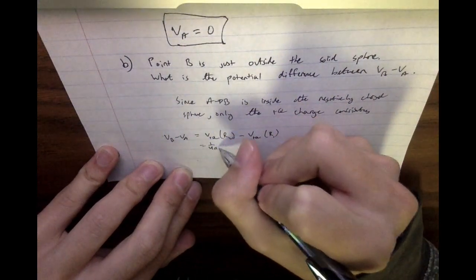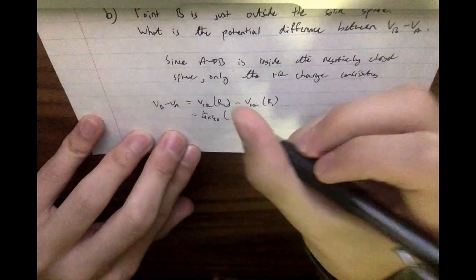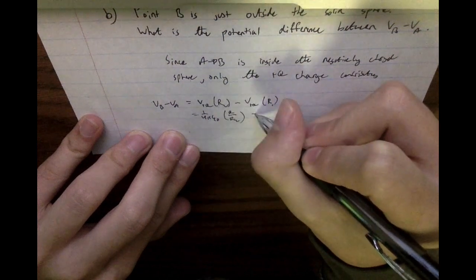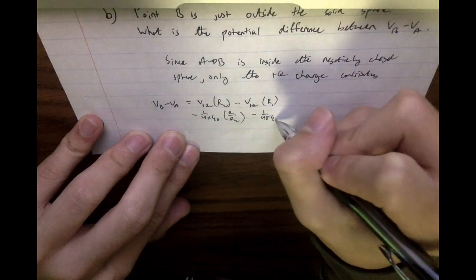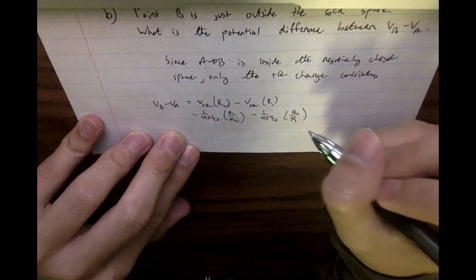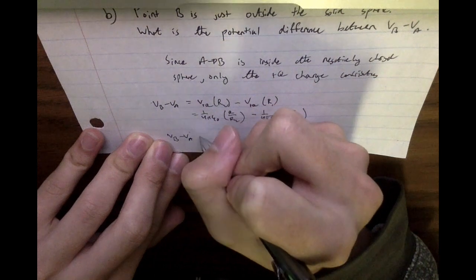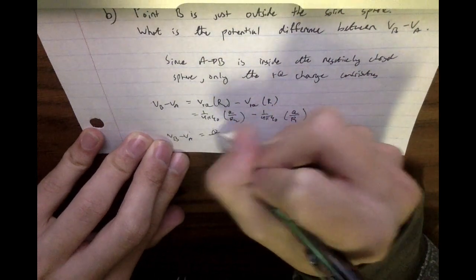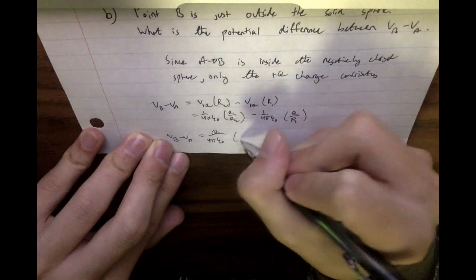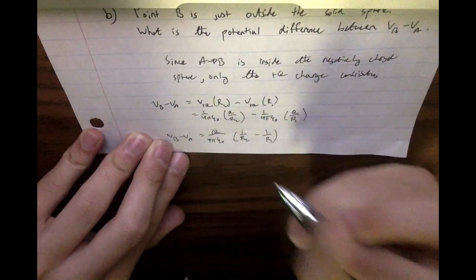V of positive Q at R2 minus V of positive Q at R1, which is 1 over 4 pi epsilon naught Q over R2 minus 1 over 4 pi epsilon naught Q over R1, which can simplify to VB minus VA equals Q over 4 pi epsilon naught times 1 over R2 minus 1 over R1.